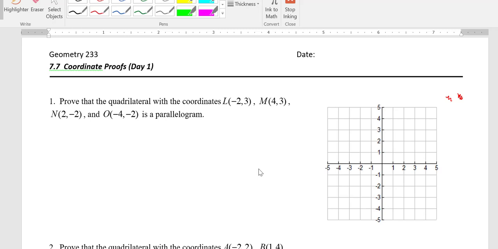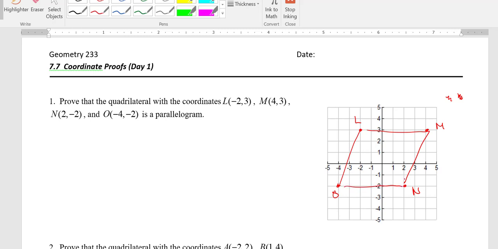So the first problem here is prove that the quadrilateral with these coordinates is a parallelogram. So the easiest way to do that is to graph it first. So L is -2, 3. M is 4, 3. N is 2, -2. O is -4, -2. And you want to prove that this shape right here is a parallelogram.